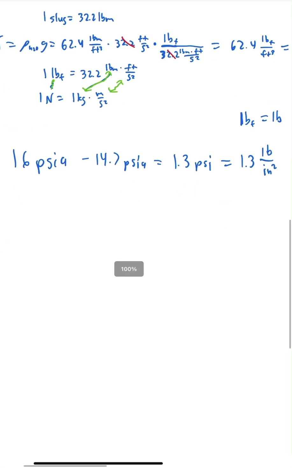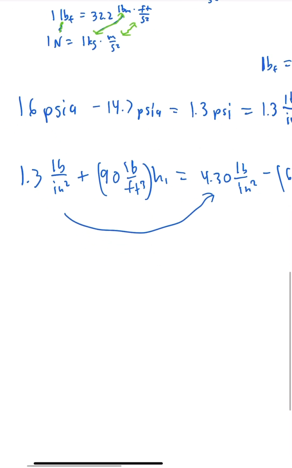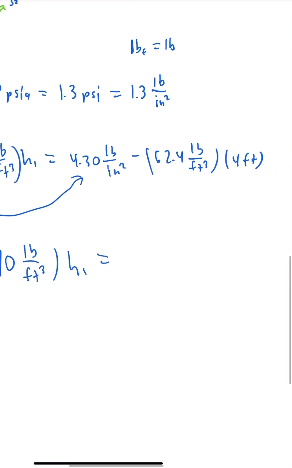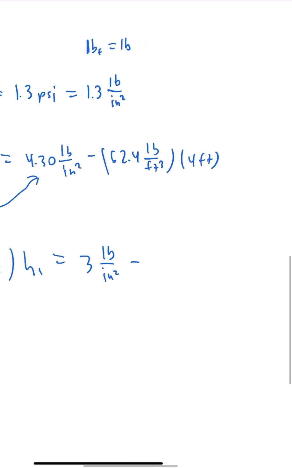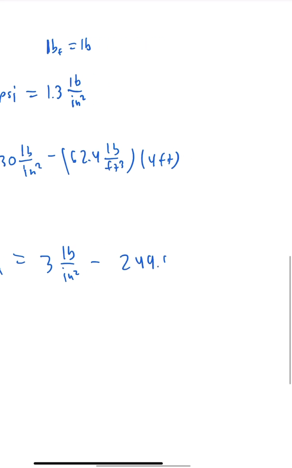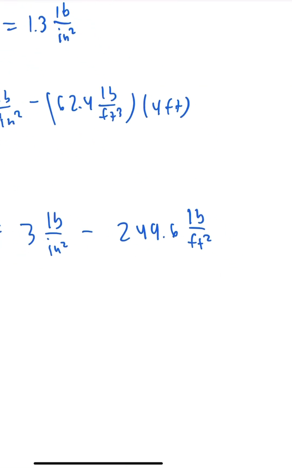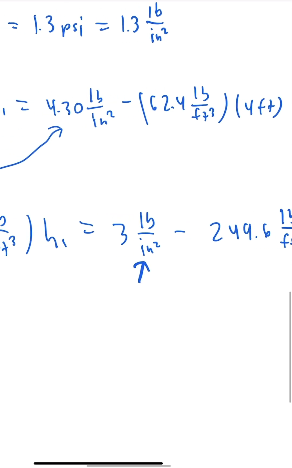So we can subtract the 1.3 over here, and we'll get 90 pound force per feet cubed times H1 equals 3 pound force per inches squared minus, and 62.4 times 4 feet is 249.6 pound force per feet squared. Now, you don't have to write all the units throughout this entire thing, but whenever you start converting things, you're probably going to want to write them. Normally I would not even write these, but I would write this because we're about to convert this.